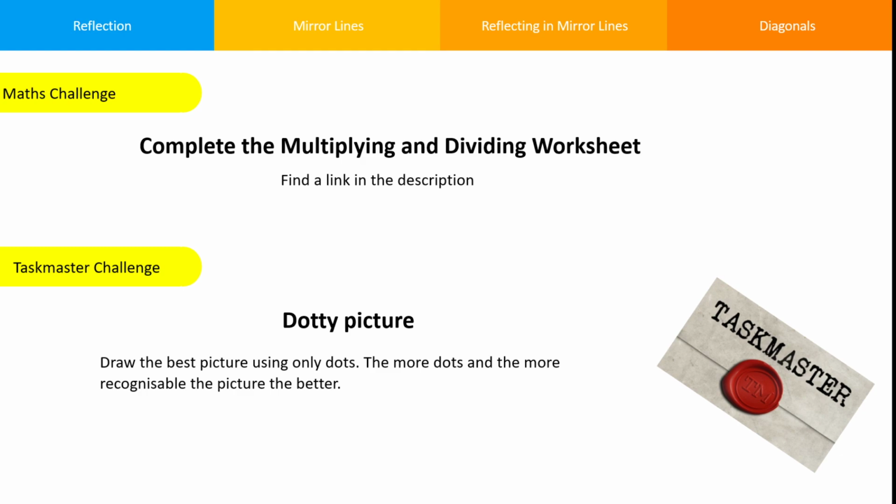So yeah, that's what we're doing. We're trying to get your dotty picture to me, and then there'll be another Taskmaster challenge for everyone next week. I'd love to see some really cool dotty pictures. I've already seen a couple, so they're looking really good.